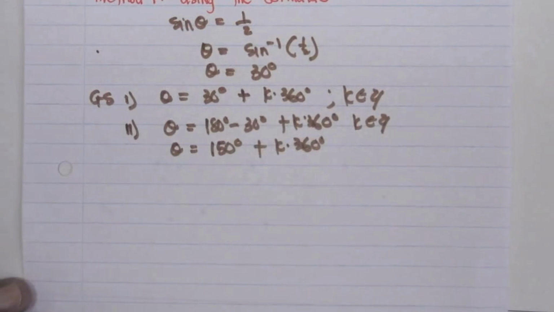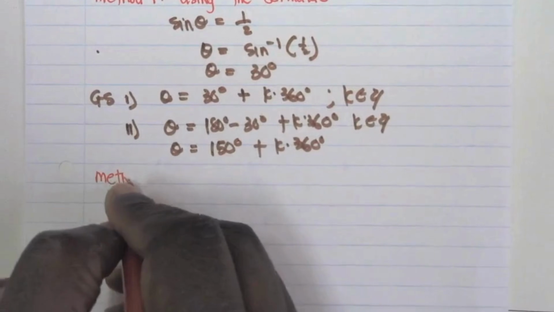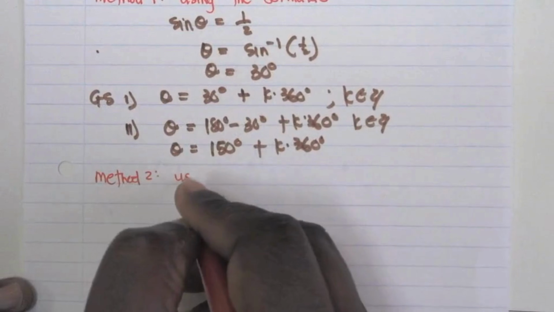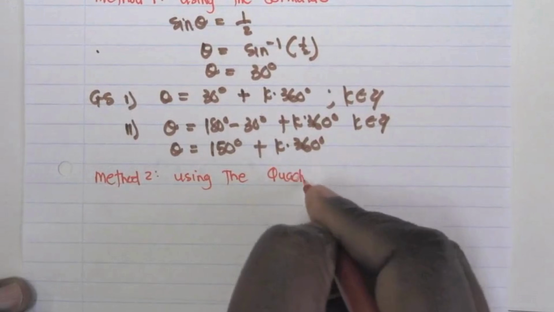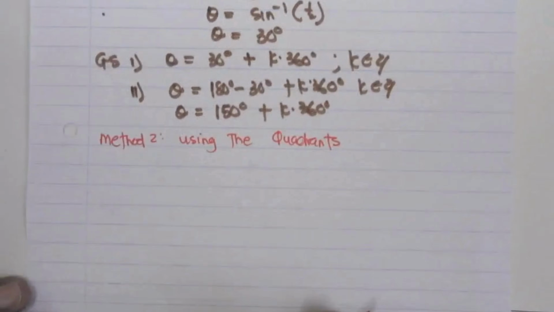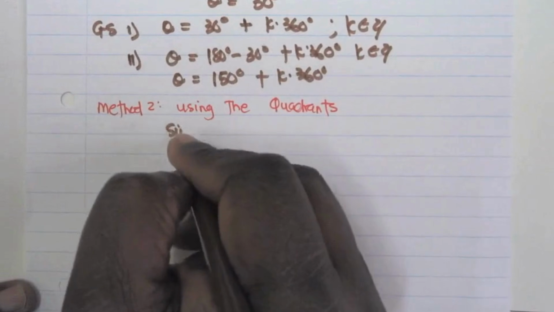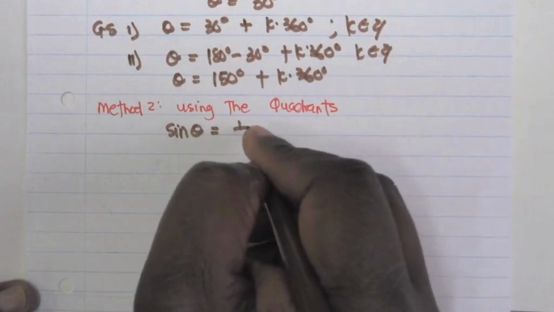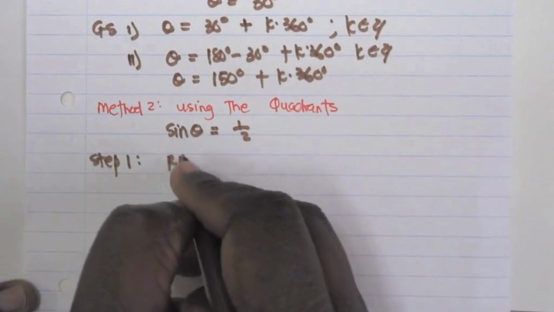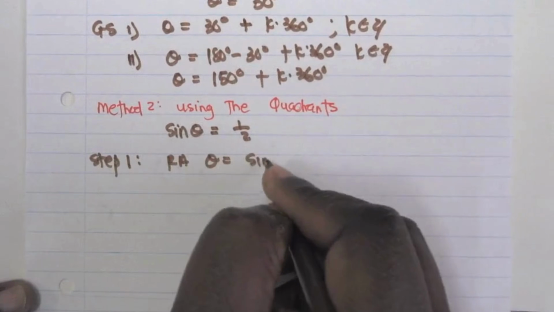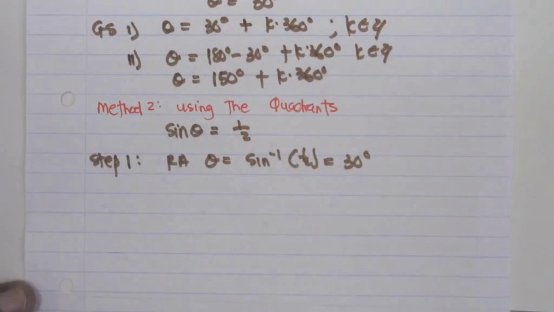I'm going to use method 2, in which I am using the quadrants. I'm given that sine theta is equal to 1 over 2. Step 1, I need to find the reference angle. And my reference angle is going to be 30 degrees.